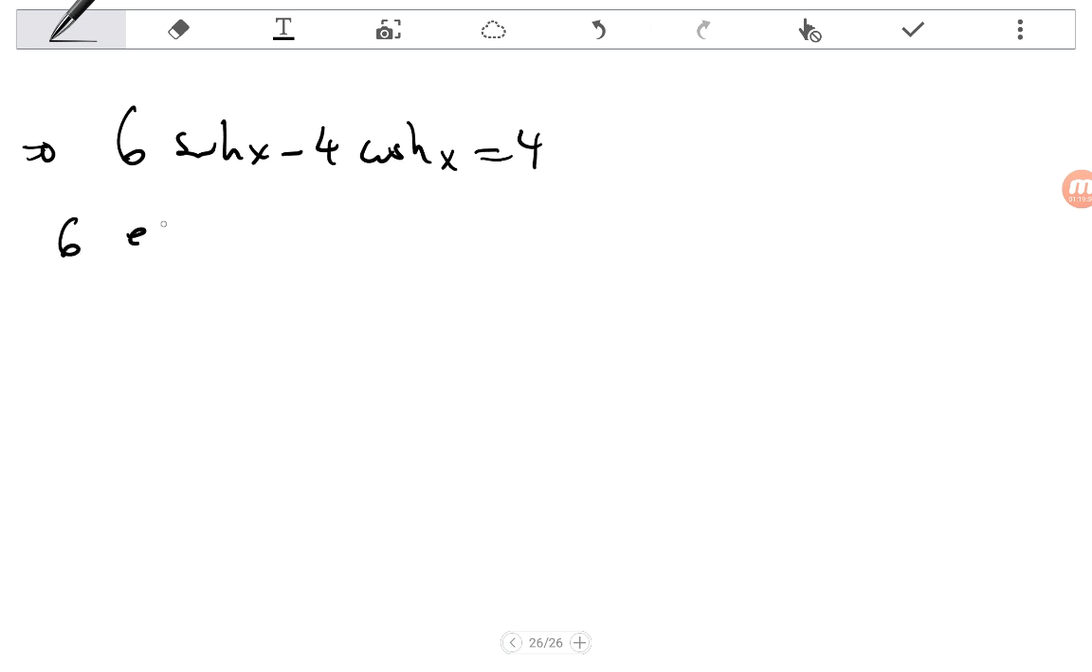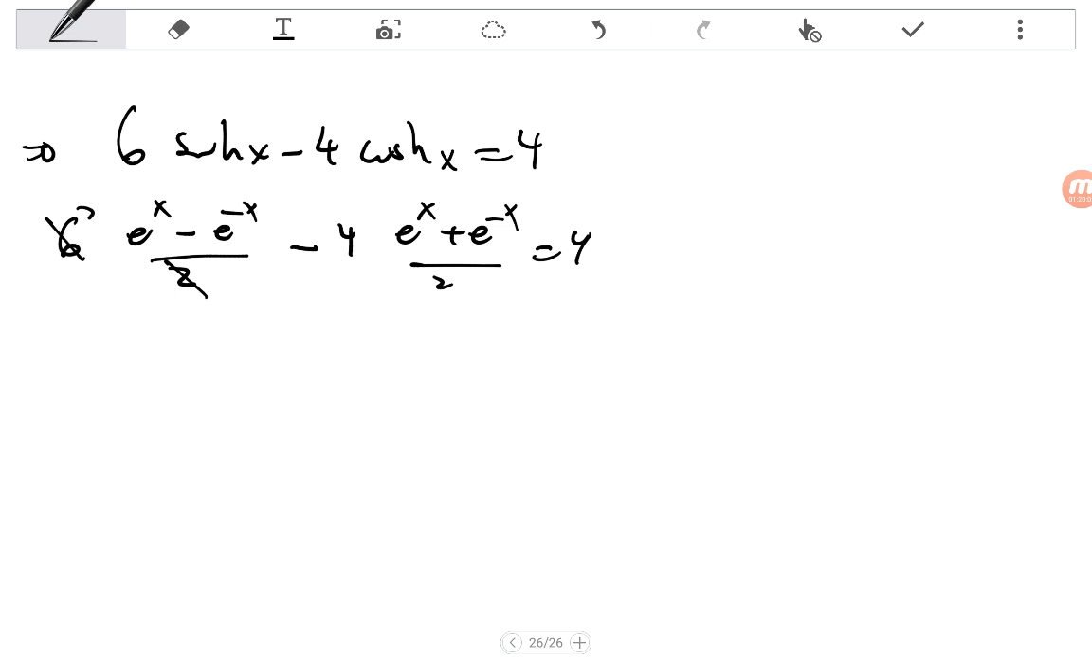So that will be 6 times e power x minus e power minus x over 2, minus 4 times e power x plus e power minus x over 2, equal to 4. I'll just multiply by 2, or maybe I just make a cancellation. This is 3, this is 2, so that will be 3 e power x minus 3 e power minus x minus 2 e power x minus 2 e power minus x equal to 4.